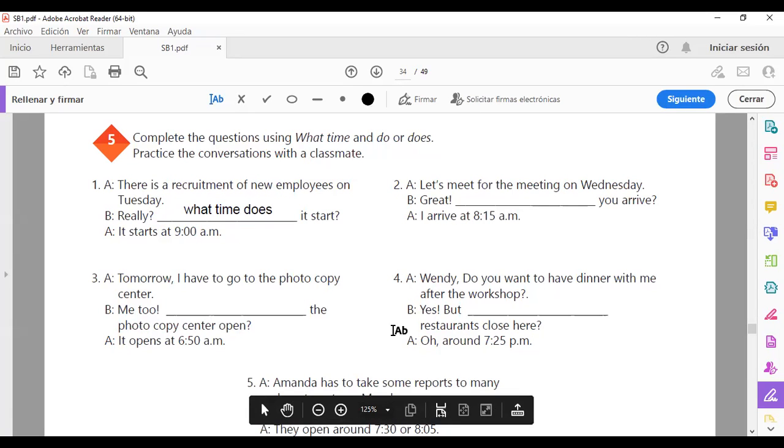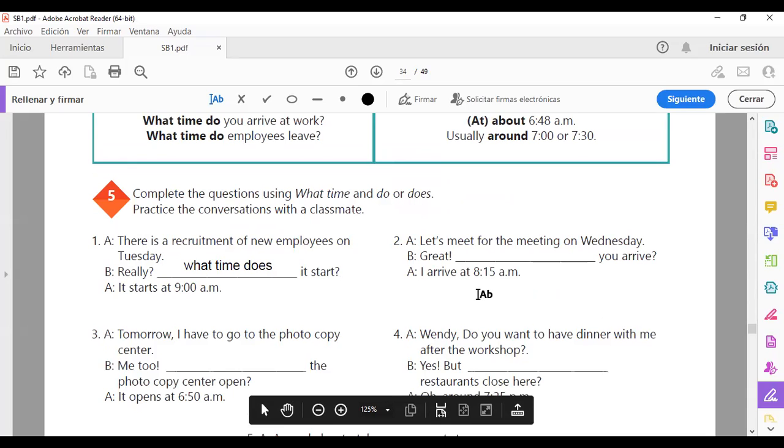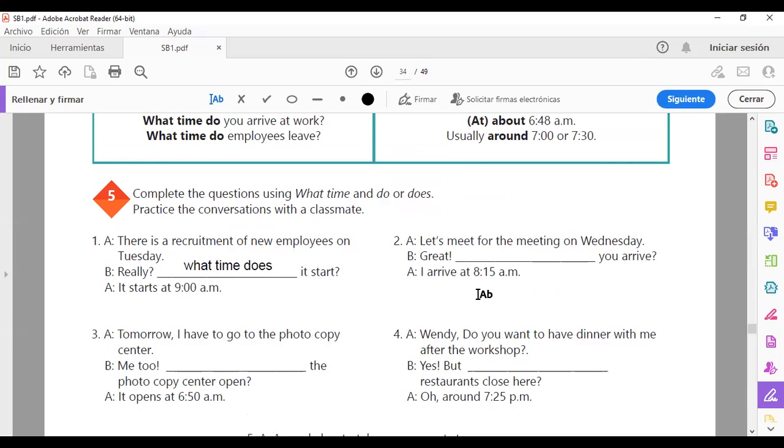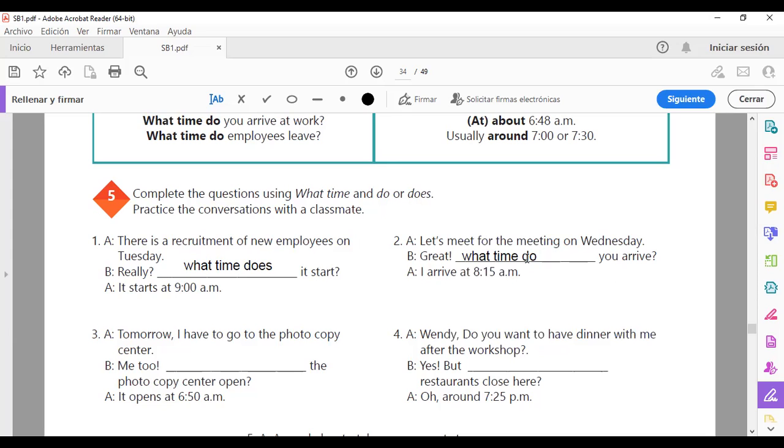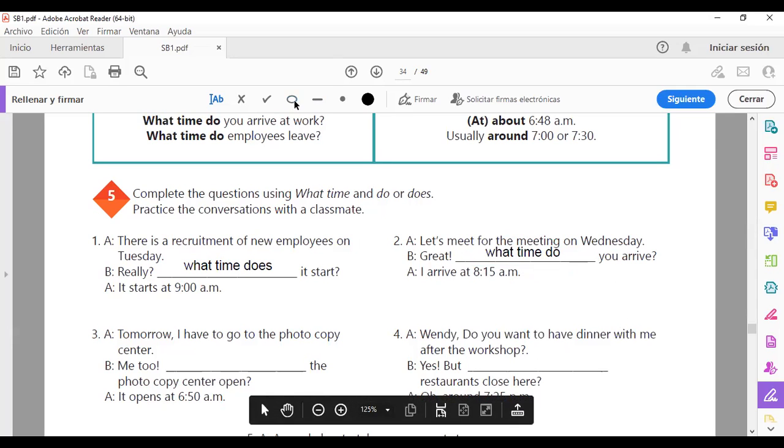Number two. What's going on with this one, people? If you want to use the chat, use it. Okay, somebody sees in the chat. That's Quindy. So number two, great. Good. Thank you, Wendy. Hey, let's meet for the meeting on Wednesday. Great. What time do you arrive? I arrive at 8:15 a.m. Good. Simple like that. Let's go over the next.